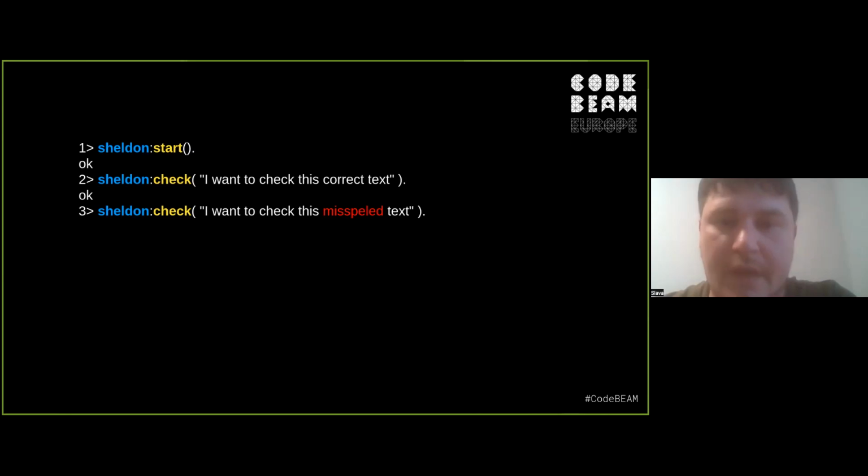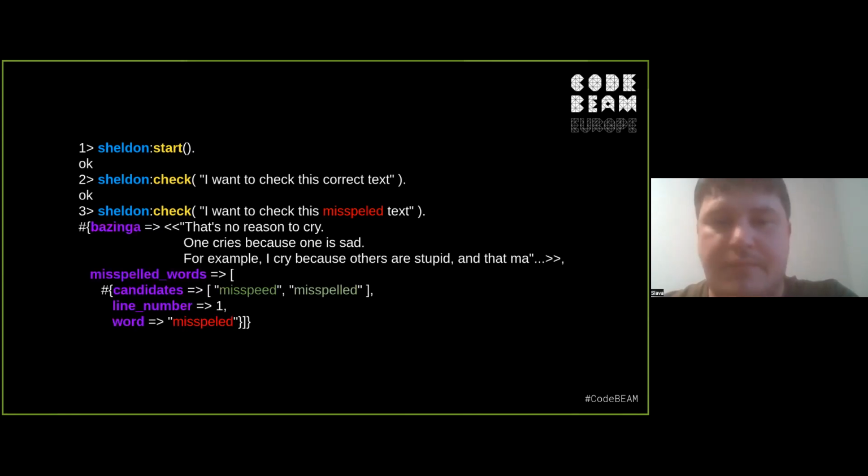misspelled word. Sheldon will return a response which includes a couple of fields. The response is like a map with fields like the original text, in this case the funny random text bazinza, then the misspelled words. We can also see the candidates, which are the words most related to the misspelled word, candidates for changing this typo in the text. Of course, it also provides the line number and the original word.